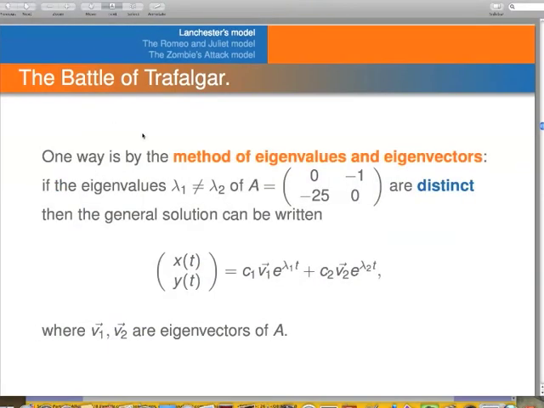We'll solve it using SAGE and the method of eigenvalues and eigenvectors. So our matrix A is a matrix of coefficients here. We want to find the eigenvalues and eigenvectors of that. And once we know them, the eigenvalues are λ1 and λ2, and the corresponding eigenvectors are v1 and v2, then this is a solution, as long as the eigenvalues are distinct.